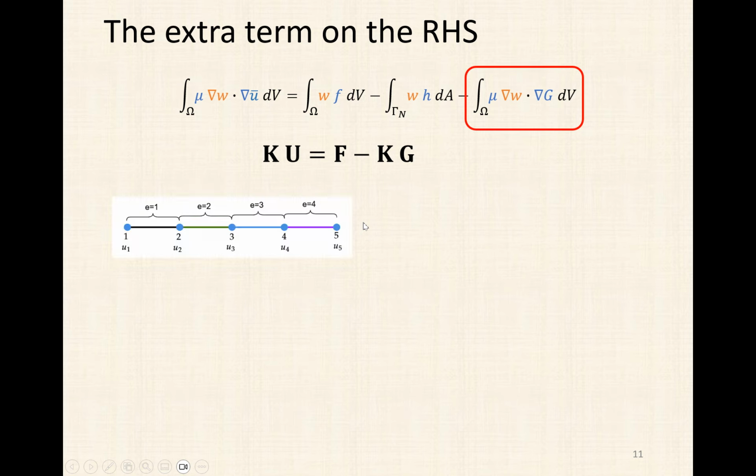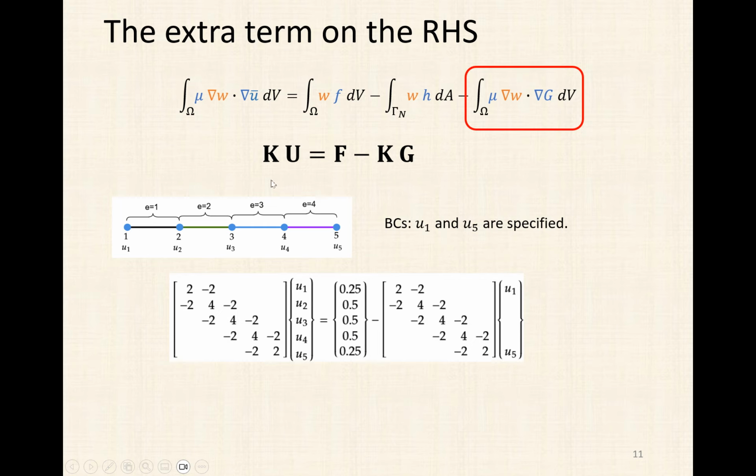Now, for example, if you take this problem, four elements, 5 nodes, and we know u1 and u5, they are specified. So now after calculating the stiffness matrix, this is the expression.